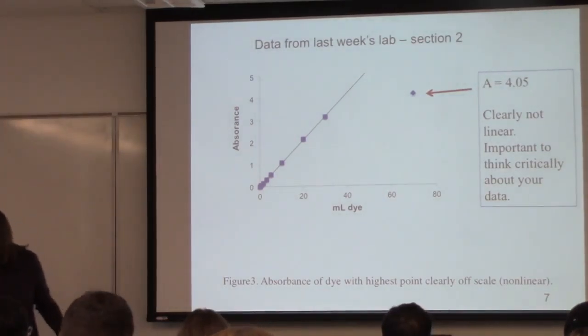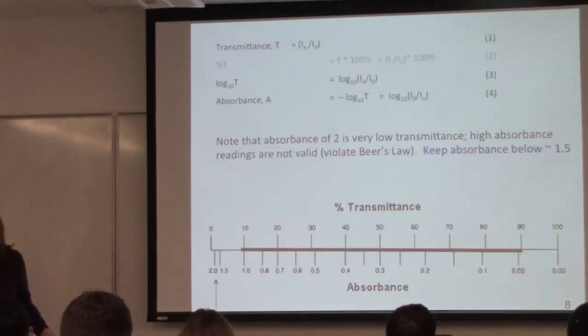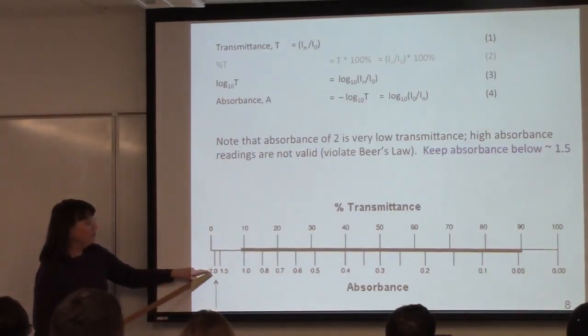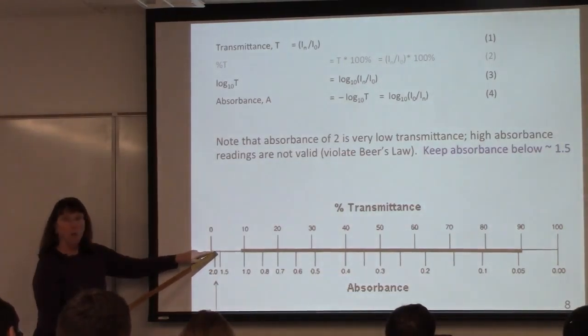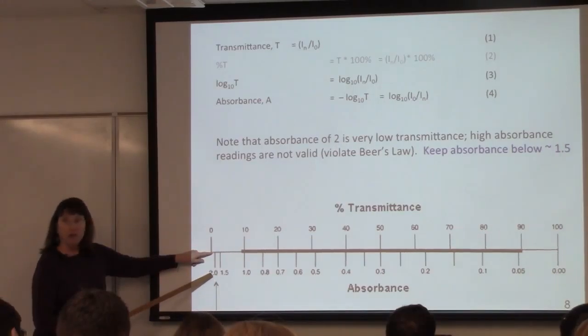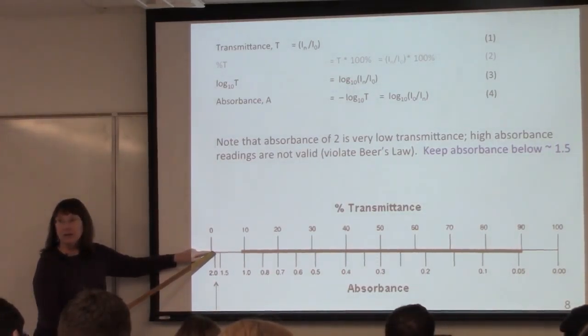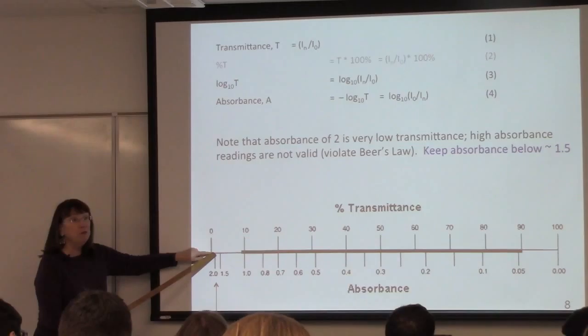And you remember that we're dealing with log scales. So an absorbance of 2 means that 1% of the light is being transmitted. So an absorbance of 7 would be almost 0 light getting transmitted. And we get into a signal to noise problem with the detector. There's almost no light hitting the detector.